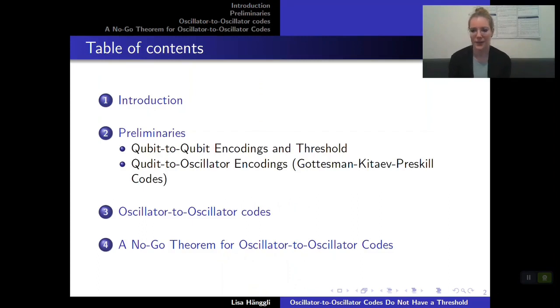I will first tell you what the motivation for this work was and what its message is, and then I will tell you what I mean by threshold and what TQP codes are. After which we will get to the definition of the actual oscillator-to-oscillator codes. And finally, I will present to you our no-go result concerning these codes.